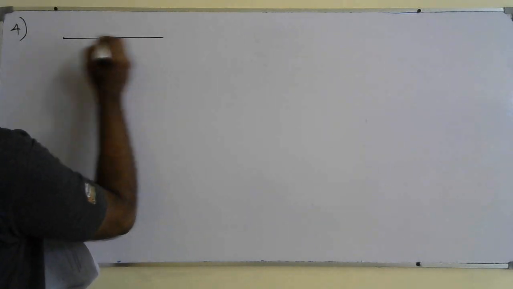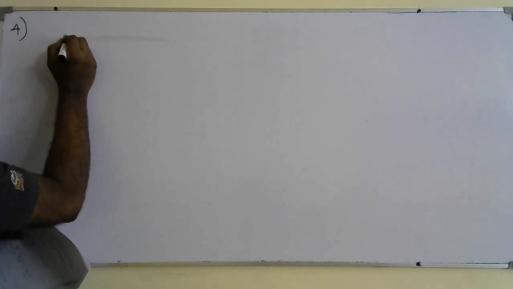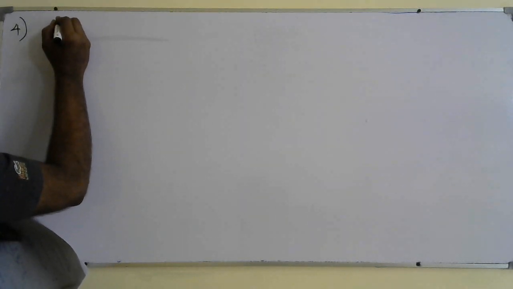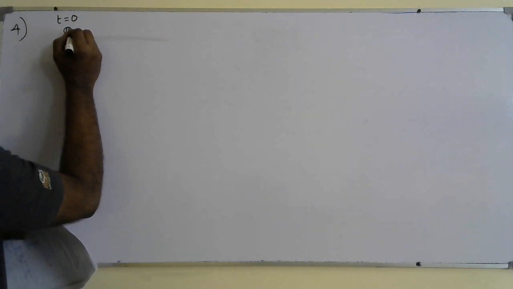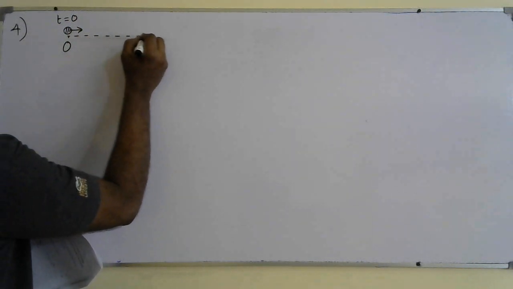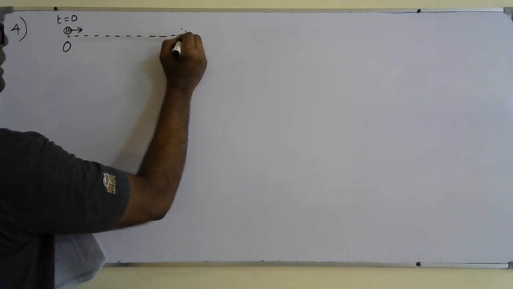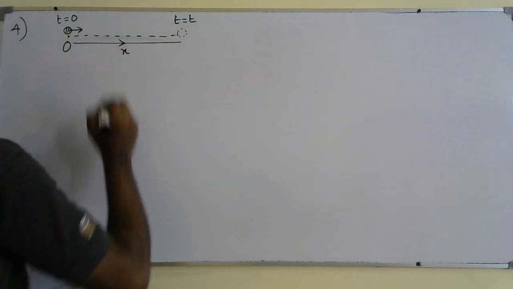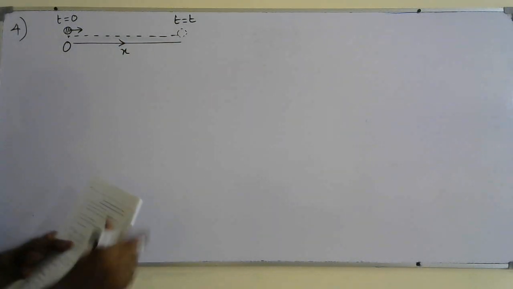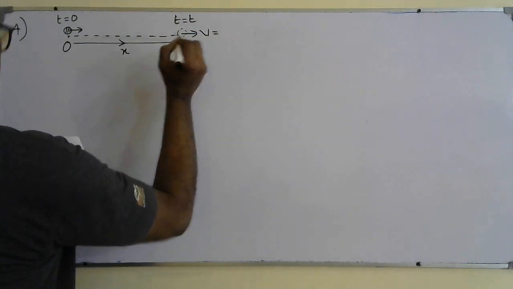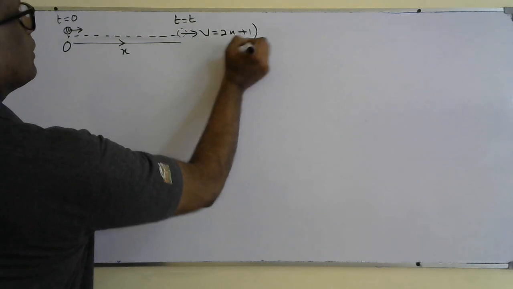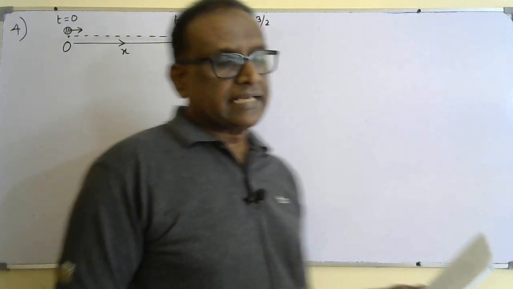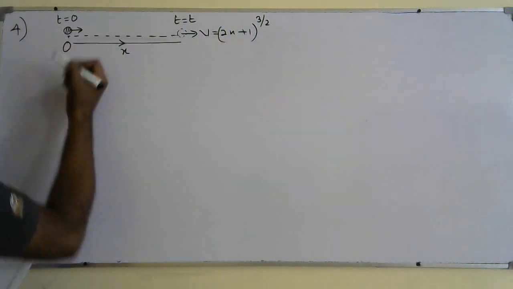So when t equals 0, it's at the origin. So if I say this is the origin O, the particle is here when t equals 0. It's moving in the positive x direction. Later at time t, it is at distance x. This direction is taken positive. At time t, it's moving towards right at a speed of v equal to 2x plus 1 to the power of 3 by 2. So when t equals 0, x equals 0.